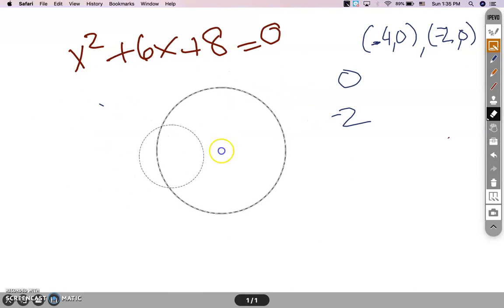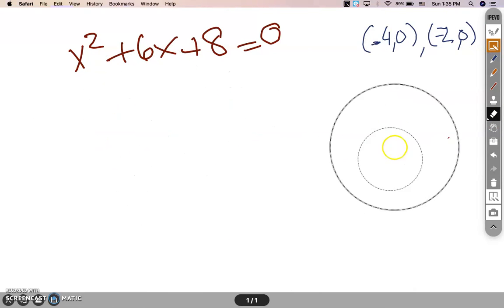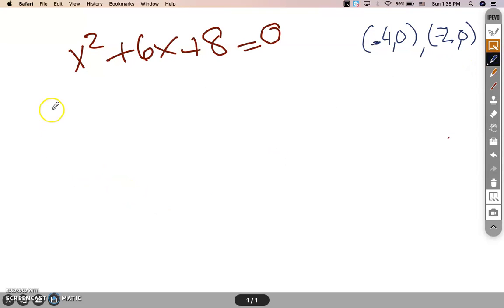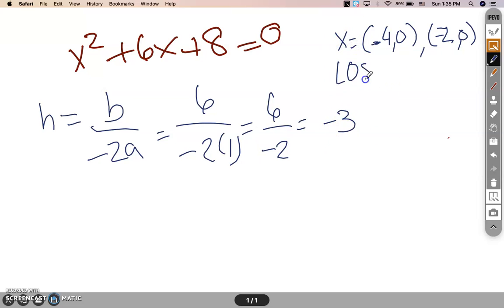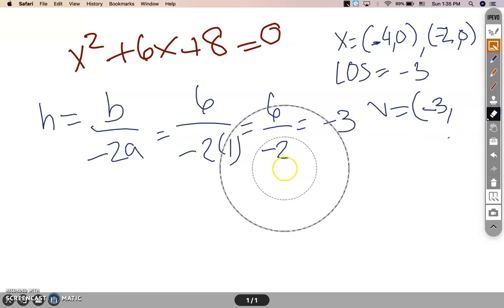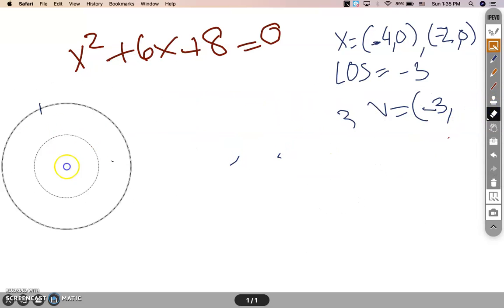Alright, so now we're going to find the line of symmetry, and as I said, again we're going to find it by using b divided by negative 2a. So let's plug this into the formula. 6 divided by negative 2 times 1, that's 6 divided by negative 2, which equals negative 3. So my LOS is going to be equal to negative 3. My vertex is going to be the first point of it, alright? So negative 3. Let me clear this part.